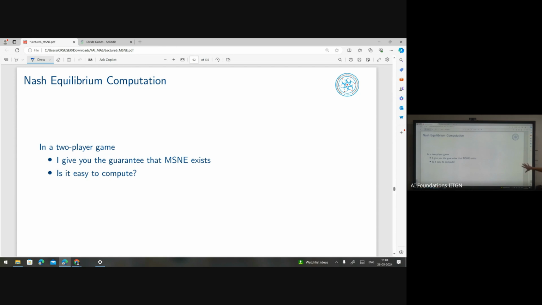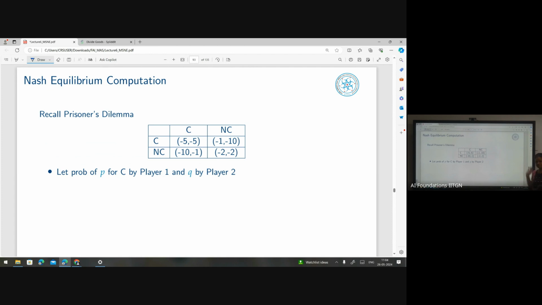Now the idea is it seems like it's easy to compute. There are a bunch of linear equations that you have to solve. But now let's look at the game of prisoner's dilemma. You have the Nash equilibrium here, or the dominant strategy equilibrium. Everybody remembers it. Now if I want to compute the mixed strategy, what will I do? I'll again do the same exercise. I'll assign a probability P for C for player 1 and Q for player 2, and I'll go ahead and write these equations.